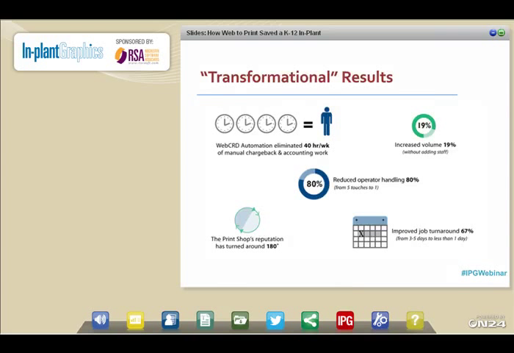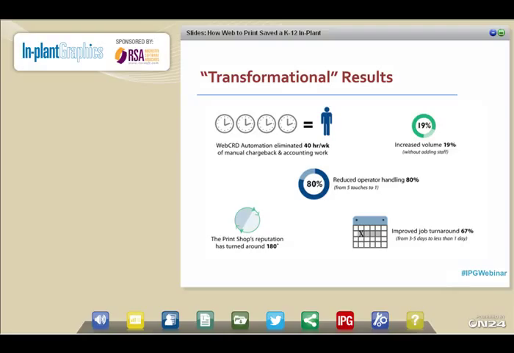So our results look like this. We reduced operator handling by 80% from 5 touches to 1 single touch, and that is packaging out the door. We increased the volume by about 19% without adding any staff. We reduced our operator handling, I mentioned that, from 5 touches to 1. Our reputation has done a 180. Teachers now rely on us heavily, and they trust us, which is something that we just simply didn't have.